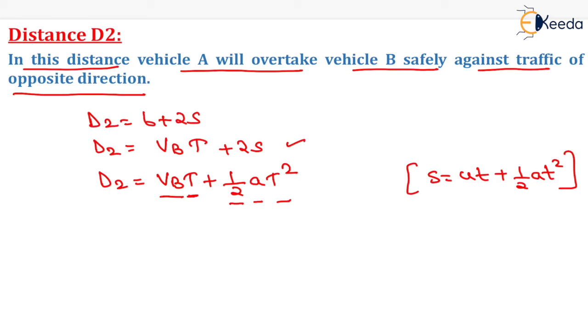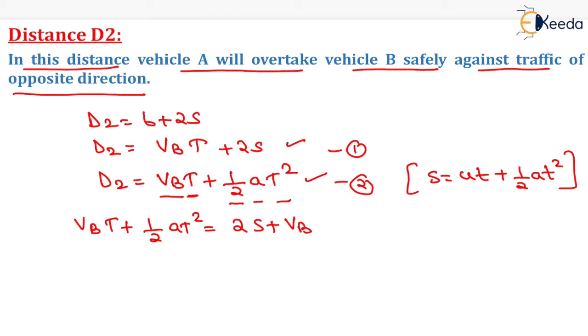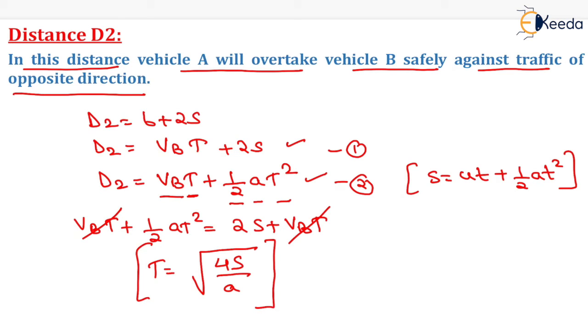These two are the equations of d2, that is first equation, and that is second equation. Now both d2 are equal, so we will equate these equations, that is Vb into capital T plus half of a T square will be equals to 2s plus Vb into T. Now this VbT will cancel out, and from this the value of T will be equals to under root 4s upon a. That will be the formula for the computation of time capital T, where s is the space headway.